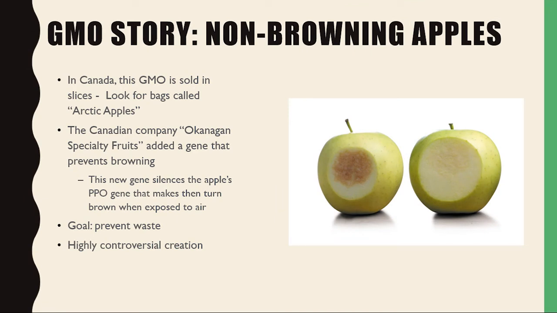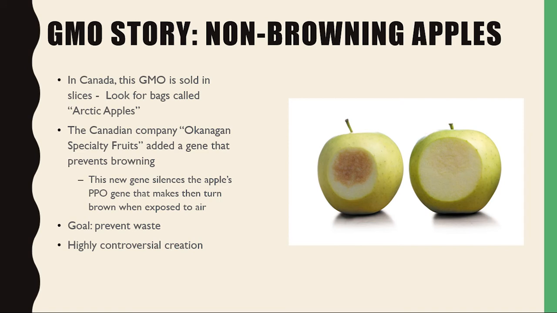Do you notice how when you cut an apple and leave it for some time, it begins to turn brown? Many people find brown apples to be unappealing to eat and thus decide to throw them away. This generates a lot of waste. That's why a Canadian firm called Okanagan Specialty Fruits genetically engineered apples that won't turn brown. They called them Arctic apples.